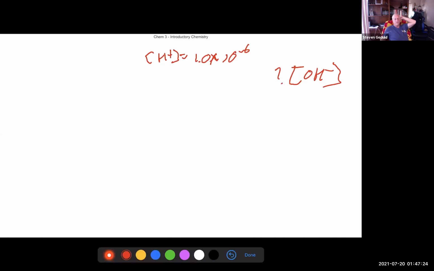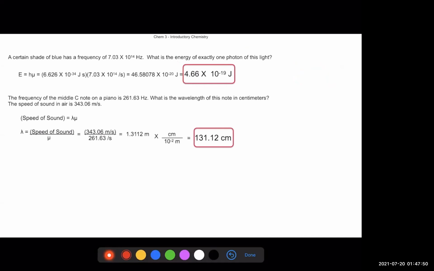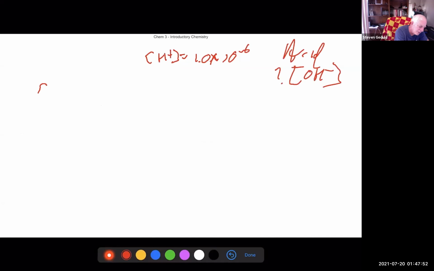First of all, this solution is acidic or basic? Neutral is 10 to the minus 7. It's acidic, perfect. You got it. This is an acidic solution. Okay. We know H plus.